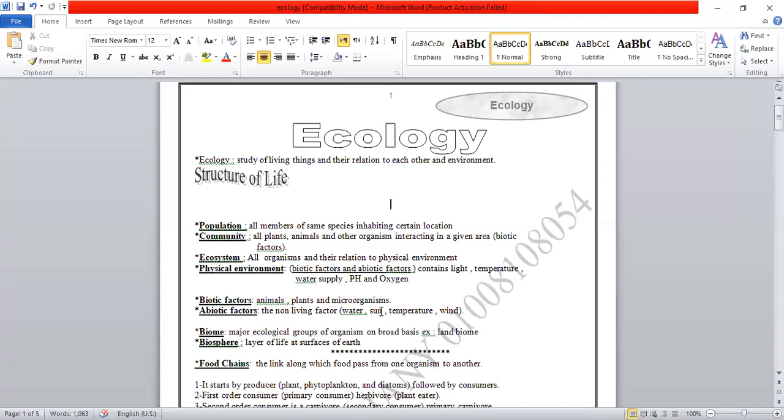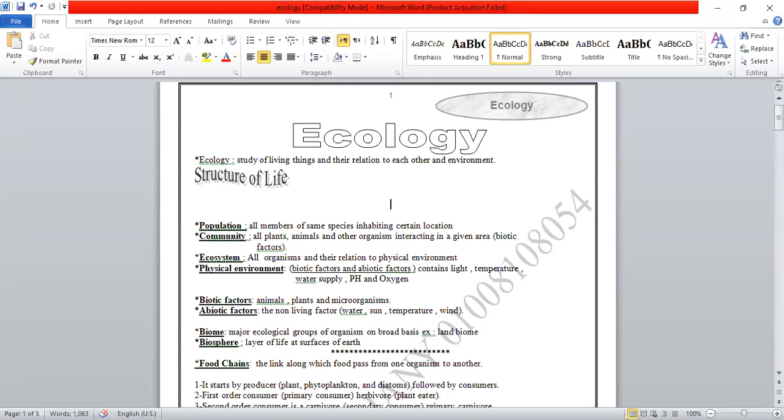The abiotic is the non-living. So the physical environment is the biotic and abiotic factors in a certain location, containing the light, temperature, water supply, pH and oxygen. The biotic factors are the living factors: animals, plants, microorganisms. And the abiotic factors are the non-living: water, sun, temperature, wind. Understand that? Okay.